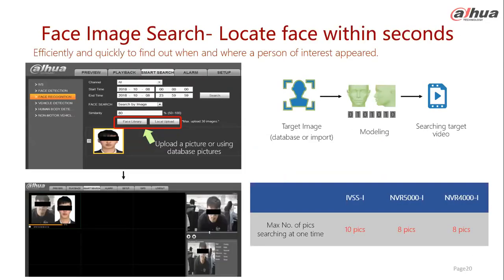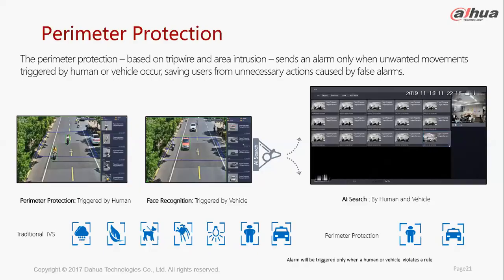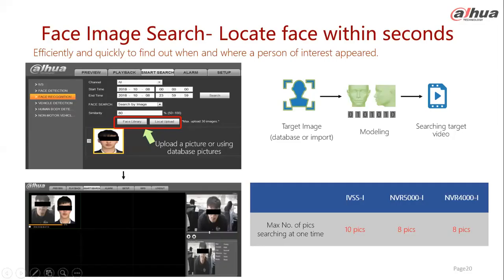Okay, you can search images from the database, and you can also upload information into the devices. The maximum number of pics searching at one time in IVSS is higher. You can search 8 pics at a time, while NVR can do 8.